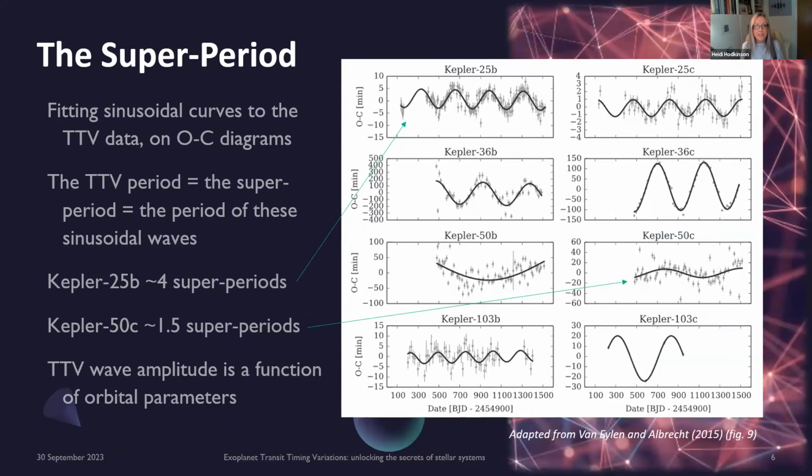Thus, they also identified a TTV period, known as the super period, relating that to the orbital periods of each exoplanet in such a pair, and J, that integer difference between those periods. You can see here that these Kepler data points span from about half a super period of Kepler 50b, although that's assuming the continuation of what looks like a sinusoidal trend, to around the approximately 4 super periods of Kepler 25b.